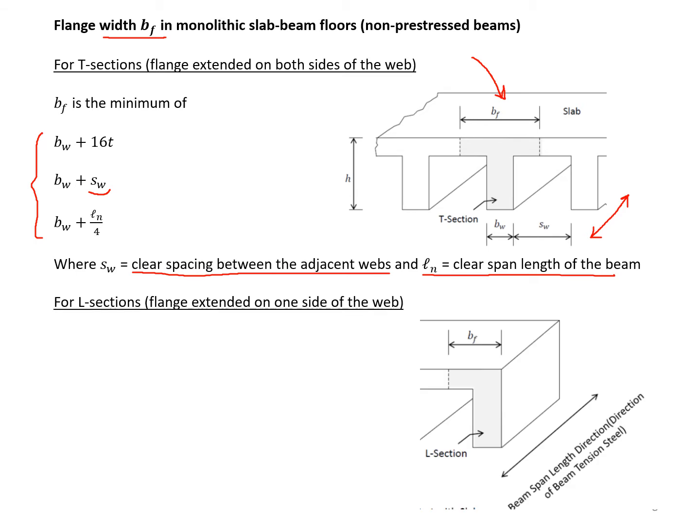When we have an L section, such as the one shown in this figure, BF is a minimum of the three values listed here: BW plus 6 times the thickness of the slab, BW plus SW divided by 2, and BW plus ln divided by 12.